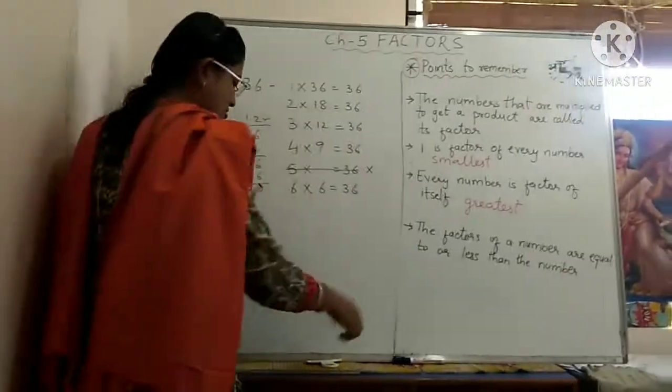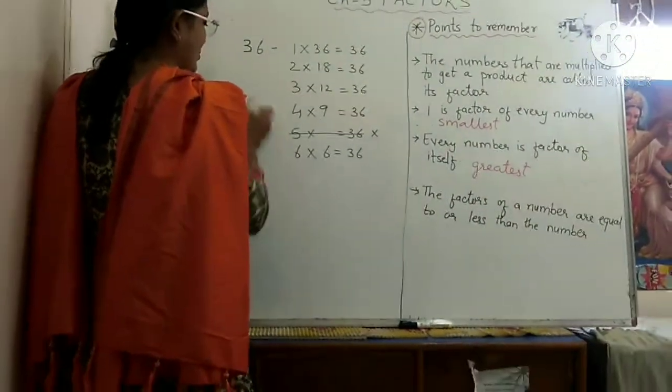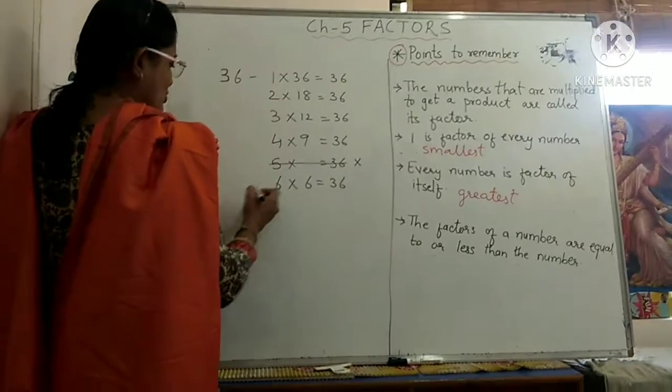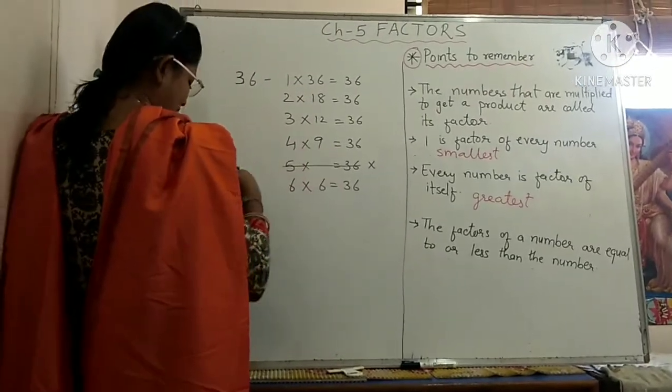So what are the factors of yours? This was the rough work, so I am rubbing it. Okay. What are the factors of 36 over here? You have to write here the factors of 36.